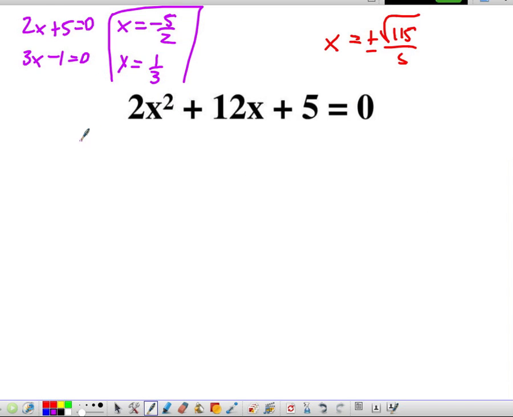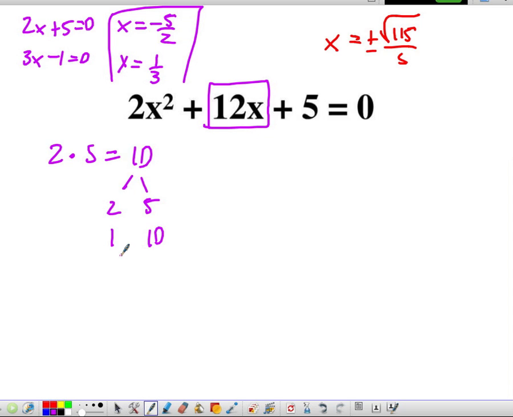If I were to try and solve this by factoring, well, first of all, I multiply 2 times 5, which is going to be 10. Now, what are the factors of 10 that add up to give me 12? 2 and 5, 1 and 10. Those are the only factors that I have for 10. And when I add these together, it gives me 7 and 11. None of these are 12. And so, as you can see, factoring is not going to help me solve this quadratic equation.